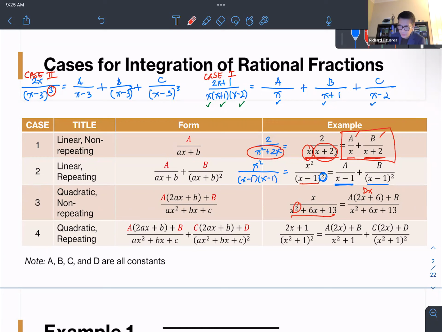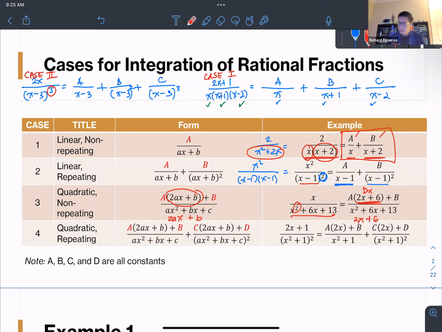Look at this. What is the derivative of ax squared? a is constant, so that would just be 2ax. For bx, b is constant, its derivative is b. That's why we have 2ax plus b. Similar with this, the derivative of x squared is 2x, and the derivative of 6x is 6. That's why we have 2x plus 6 there. Then we multiply it with a, and then we add b. So when it's quadratic, it has two letters. When linear, only one. For quadratic, we have a multiplied with the derivative of the denominator plus b.